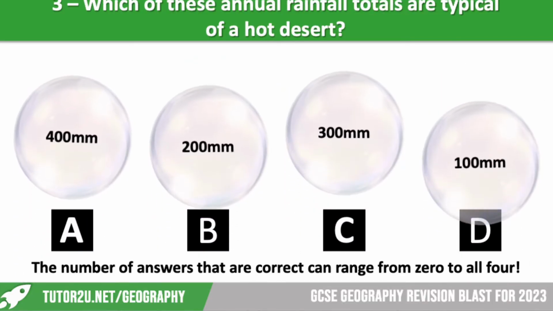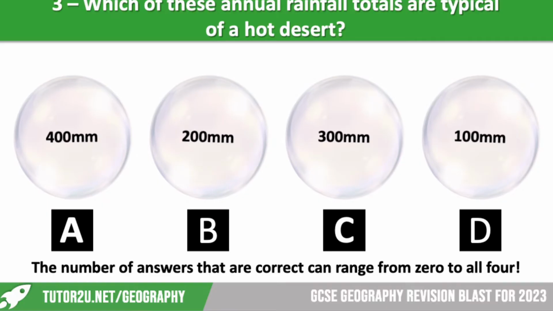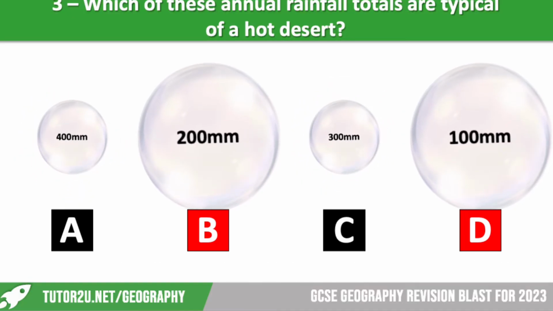Number 3, which of these annual rainfall totals are typical of a hot desert? 400, 200, 300, or 100? Let's reveal the answer. It is 100 and 200. So generally hot deserts will receive less than 250 millimetres of rainfall per year.